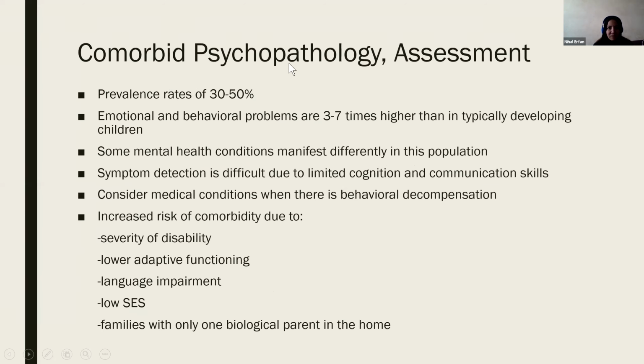Comorbidities: in about 30 to 50% of cases they will have other problems. Emotional and behavioral problems are 3 to 7 times higher in this population than in typically developing children. So this population of kids with intellectual disability is really a challenge to pediatric neurology and child psychiatry because of their behavioral and emotional problems. Again, mental health conditions will manifest differently in this population, specifically mood disorders, because they're not going to tell you that they're sad. They're not going to tell you that they want to kill themselves. They will behaviorally act upon it.